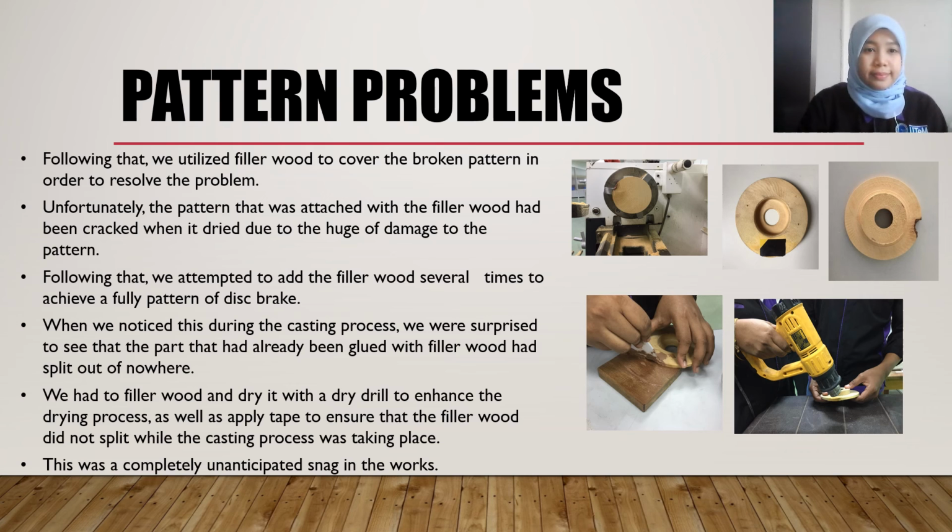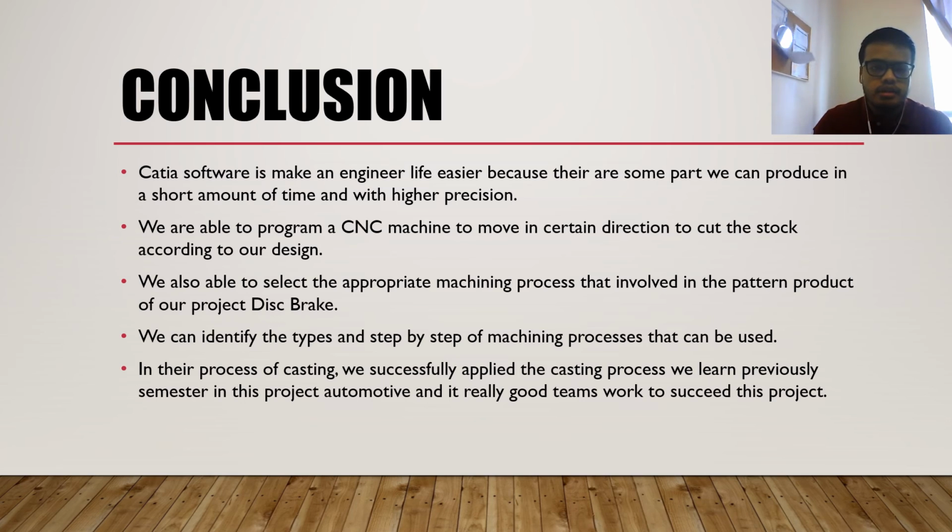Thank you. As the conclusion of this project, what we want to conclude is that the CATIA software makes an engineer's life easier because some parts can be produced in a short amount of time with high precision. Besides that, the pattern product is produced by the CNC machine before the next processes of casting and finishing the product. We are able to program the CNC machine to move in a certain direction and to cut the stock according to the design. And we are also able to select a preferred machine process that is involved in the pattern product.